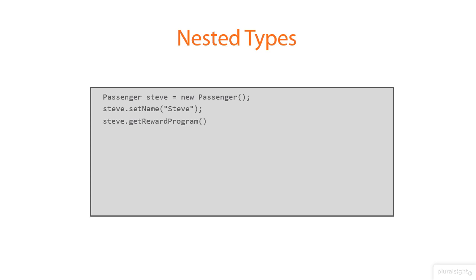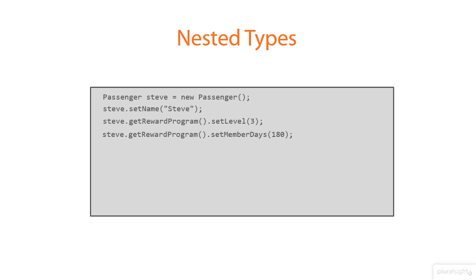We have our Steve variable. We call getRewardProgram to actually get a reference to his reward program information. And then we just call methods on it. So we can set his level to 3, and we'll go ahead and set his member days to 180. So really there was nothing different there. But now remember we said that we declared reward program as a public nested class. So it's usable outside of the passenger class. So we can actually create variables and instances of that reward program outside of the passenger class.